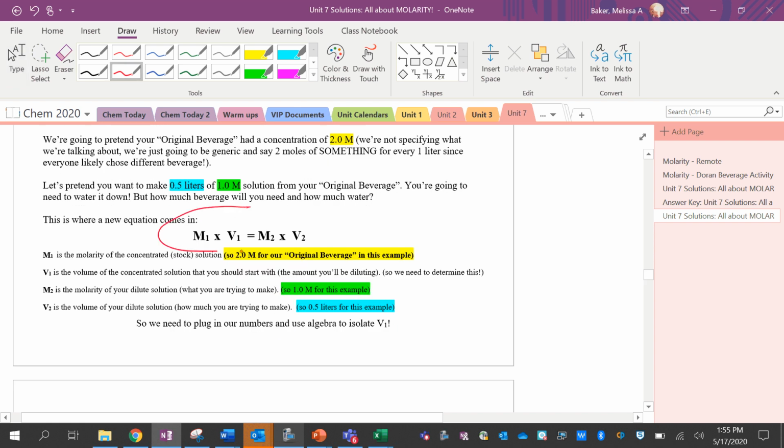Well, there's a handy dandy equation: M1 times V1 equals M2 times V2. M1 is the molarity of your stock solution, so your highly concentrated solution that you're going to make a weaker solution from. V1 is the volume of the concentrated solution that you should start with to make your solution. So basically, this is the mystery that you're going to solve for in our problem. M2 is the molarity of our dilute solution, what we're trying to make. And V2 is the volume of our dilute solution, how much we're trying to make.